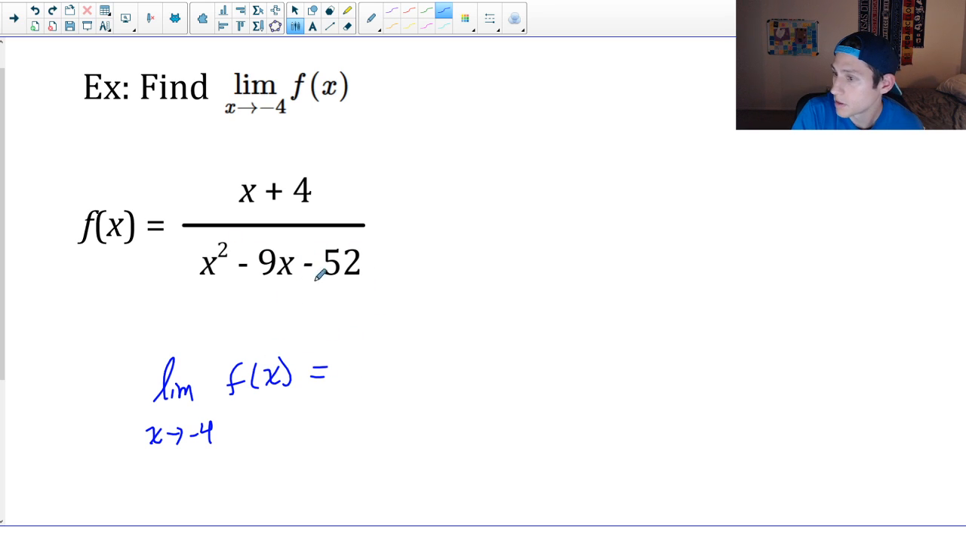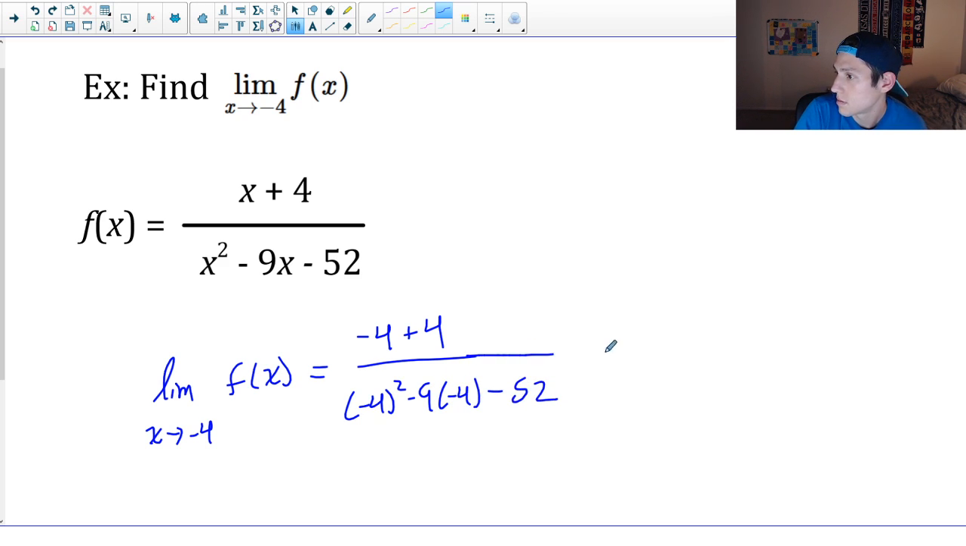First thing, we'll just try to plug in the value. So -4 plus 4, -4 squared minus 9 times -4 minus 52. The numerator, -4 plus 4 is 0. The denominator, so this would be 16 plus 36 minus 52.